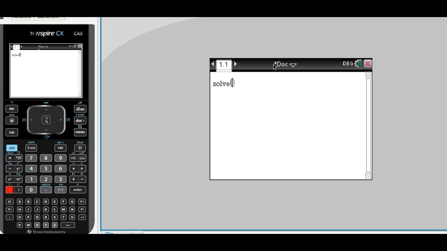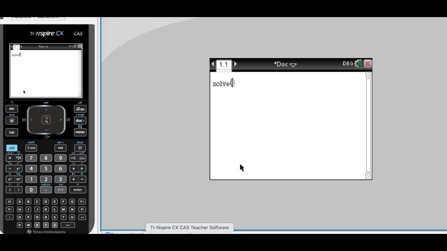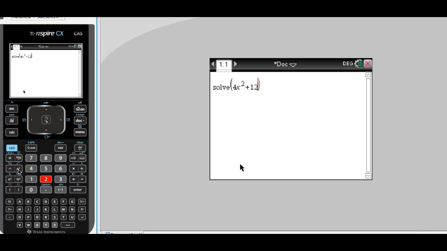So you can use solve to get your x-intercept. I can't remember what it was. 4, 12, 9. Oops, no, wrong one. 4, 12, 9. 4x squared plus 12x plus 9 equals 0. Don't forget the equals 0, comma x. We're solving for x. Okay, so there's a solution. Okay, so I did do it correctly, which is awesome.